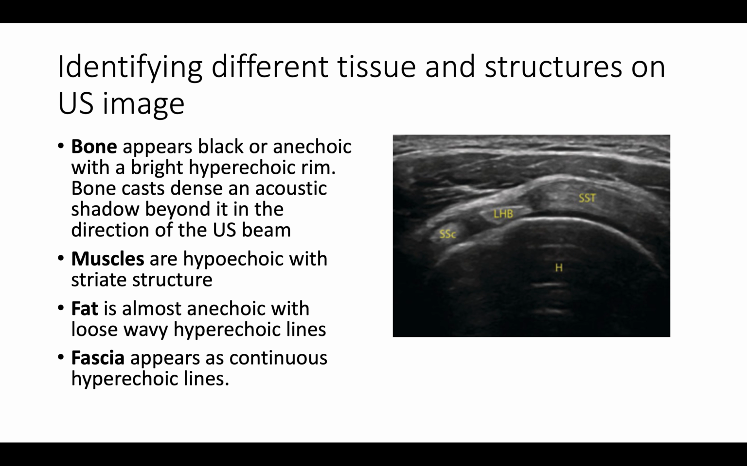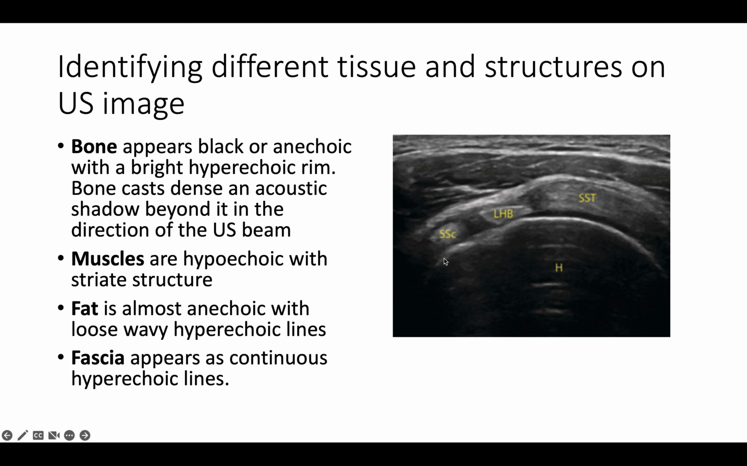So let's go to the final stage of the lecture, identifying different tissues and structures on the ultrasound image. First I want to tell you that it's actually very intuitive, and the moment you start scanning, it really doesn't require much to get used to it. But let's just go and describe. So bone, like this, right? Bone is here, it's humerus, appears almost anechoic, with a bright hyperechoic rim.